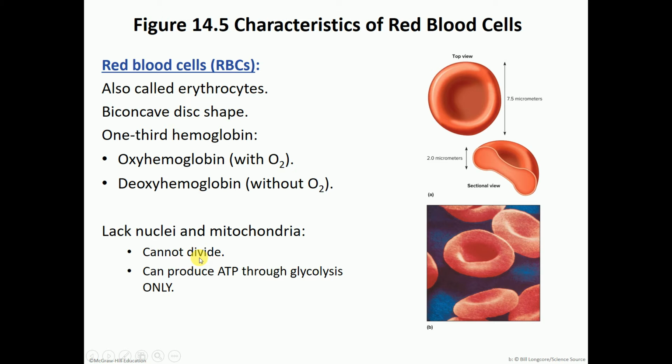Okay, so the red blood cell has a very short lifespan, 120 days, and then it dies off. It does not have the ability to divide. And because of the lack of mitochondria, it cannot produce ATP through the Krebs cycle or the electron transport chain. It can only produce ATP through glycolysis.